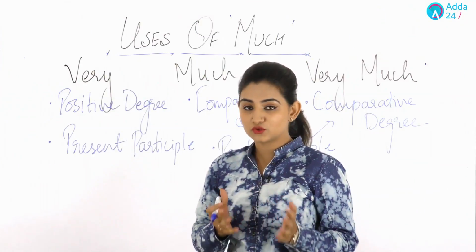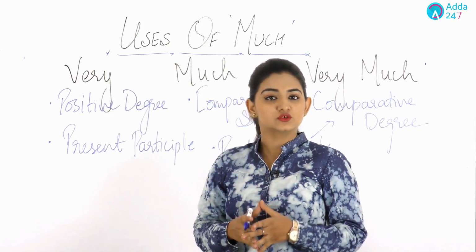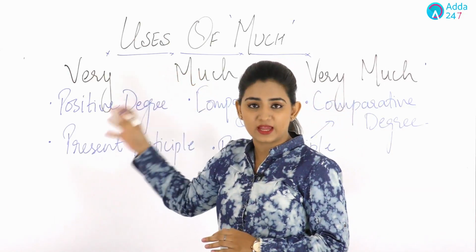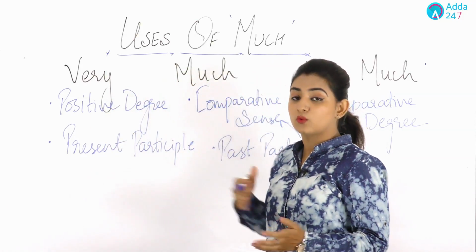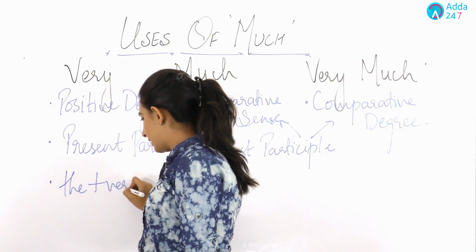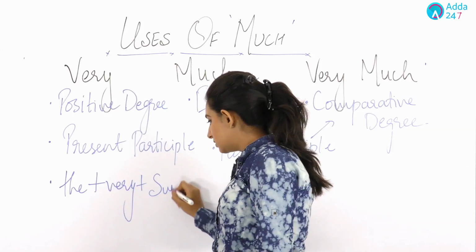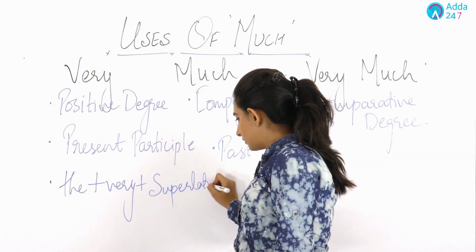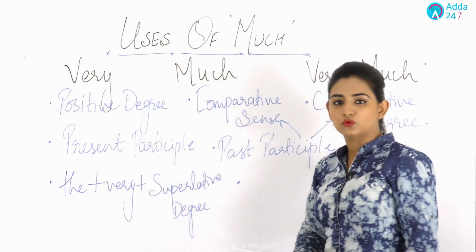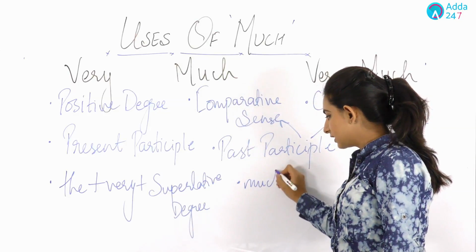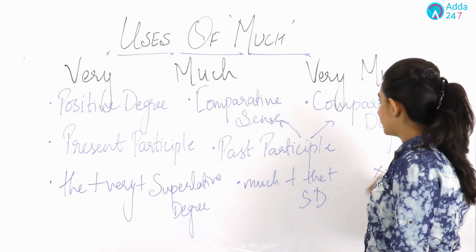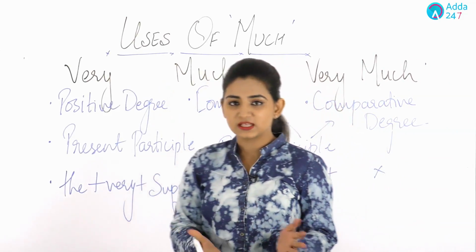Now we all know we use superlative degree. Now while using superlative degree we use the with it. Now if we have to place very or we have to place much with it, what will we do? We will place the first, after that we will place very, and after that we will place the superlative degree. But in case of much, what will we do? We will place much first, then the, and then the superlative degree. This doesn't follow with very much. So this is how it ends.